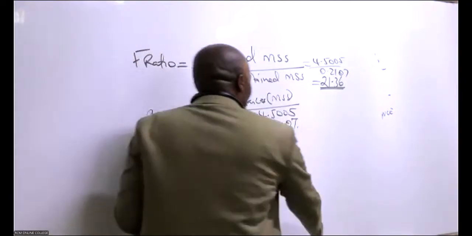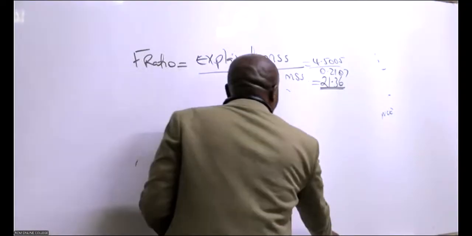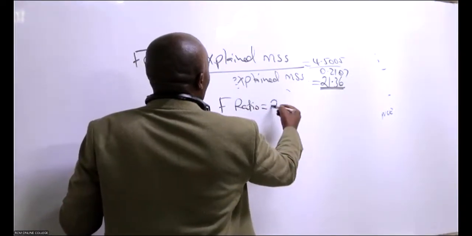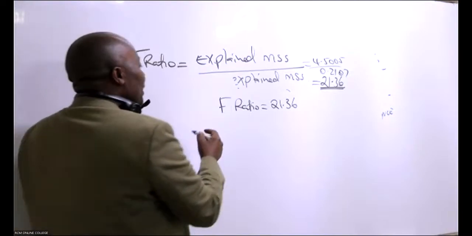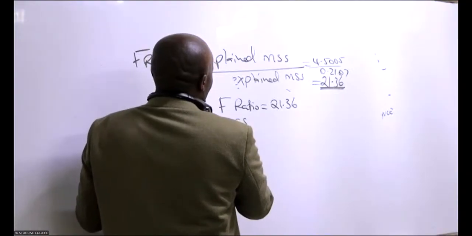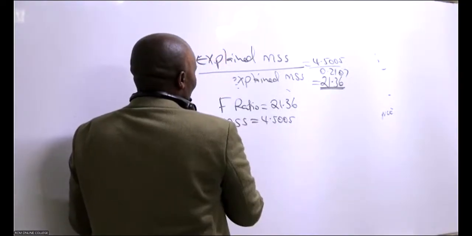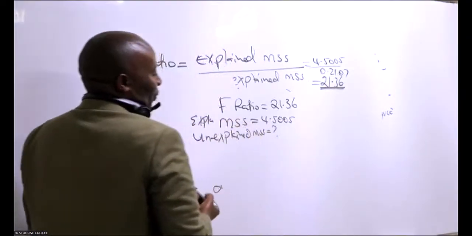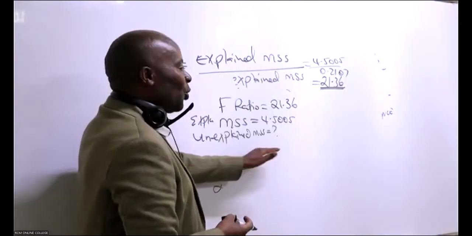At times you go and realize that an examiner comes and tells you that the F ratio, in this case, is 21 point, for example, 36. He gives you that. And then he can go ahead and give you MSS, explained MSS, like 4.5. And then, of course, he doesn't give you the unexplained one, he misses this. So if he doesn't give you that, then you can play around with your numbers to get the unexplained. And then, of course, you can as well work backwards.